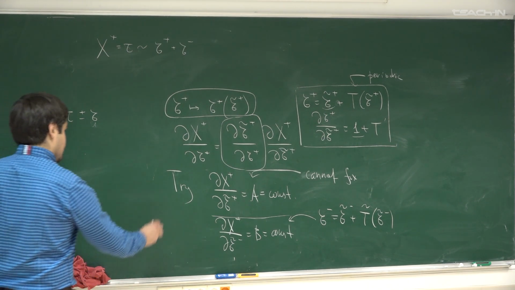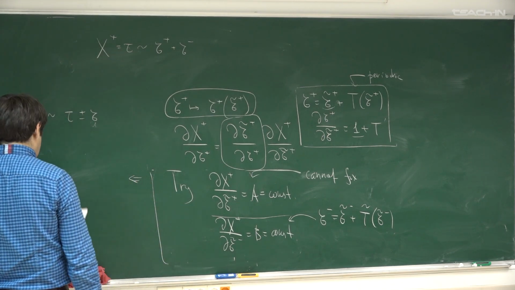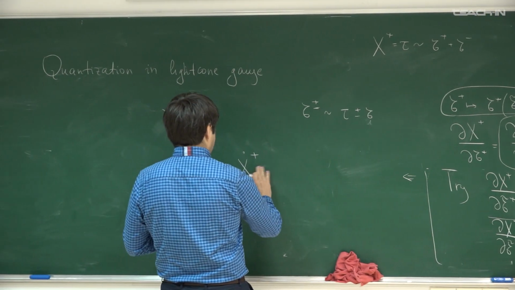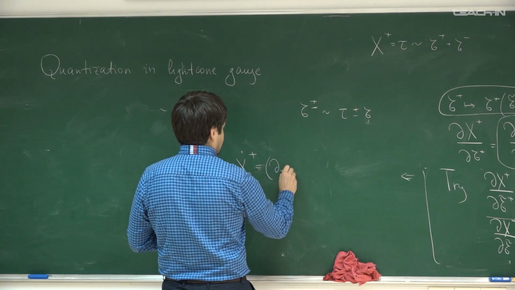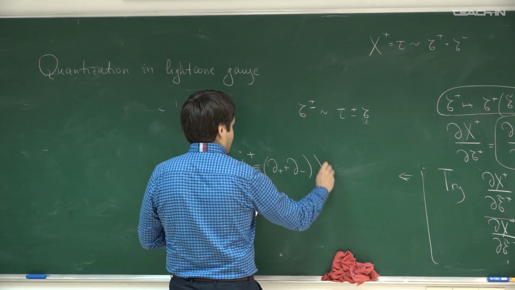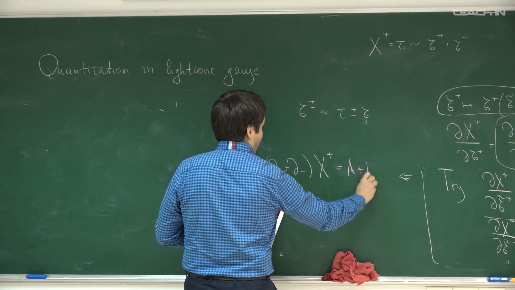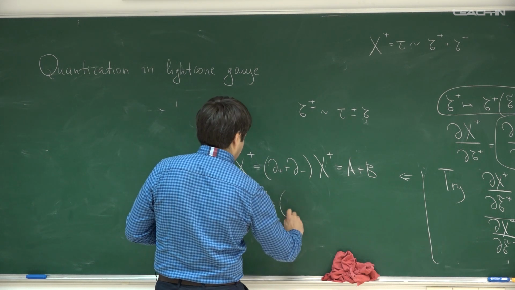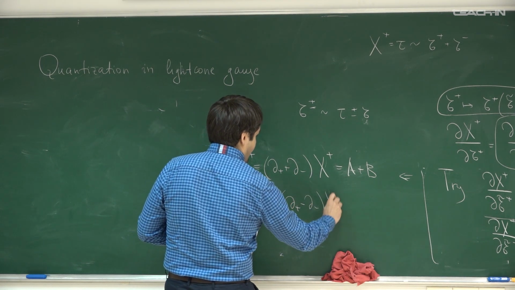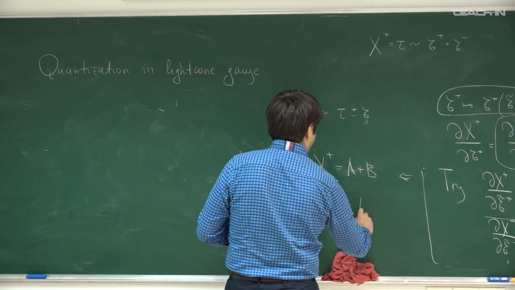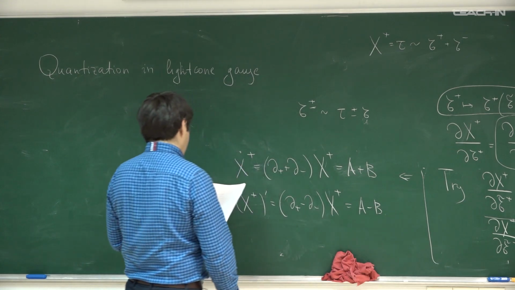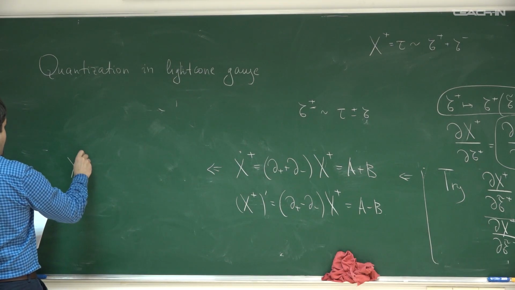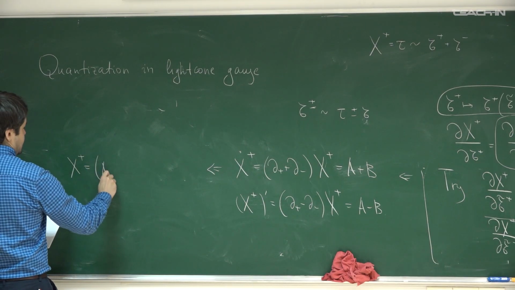So it follows from these two that x plus dot, let's just write that it's equal to d plus plus d minus x plus. So this is a plus b. x plus prime is equal to d plus minus d minus x plus, which equals a minus b. So this means that the solution is x plus equals a plus b tau.